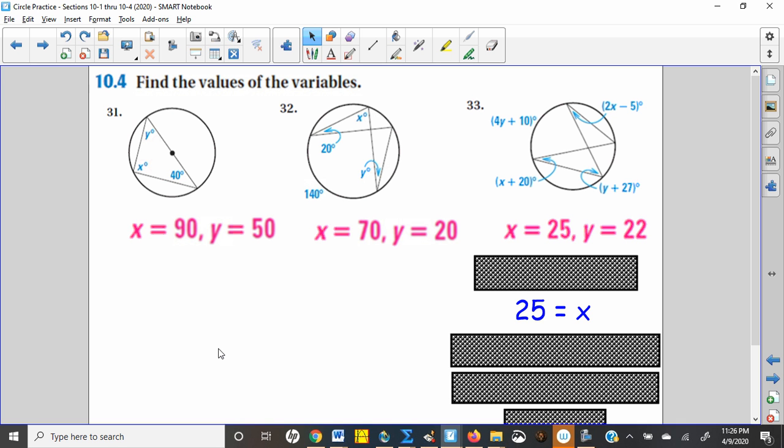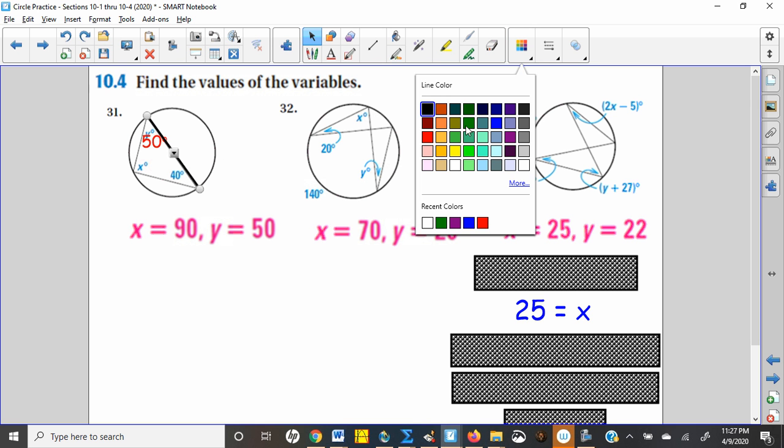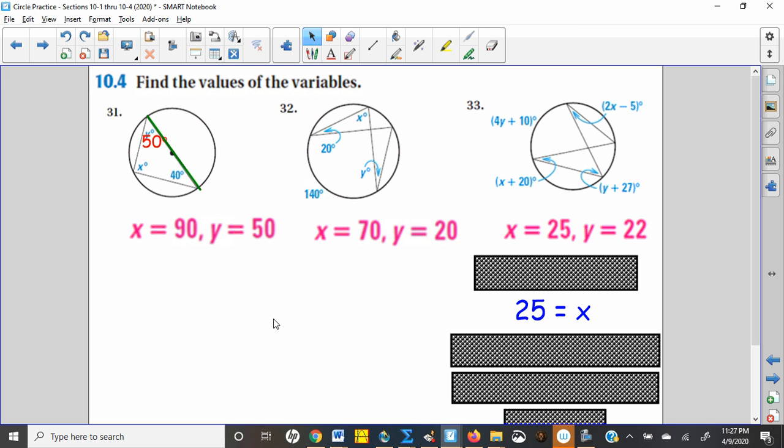All right, 10.4, we got into a lot of angle stuff, inscribed angles, mostly. They all kind of dealt with inscribed angles. Number 31, what we have is a diameter. You've got to always keep your eye out for those diameters because they will always give you those semicircles. So if you ever get stuck, just stop for a second and see if maybe you have a diameter, okay?